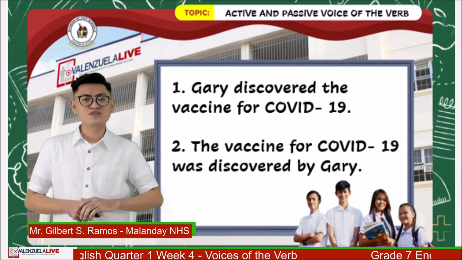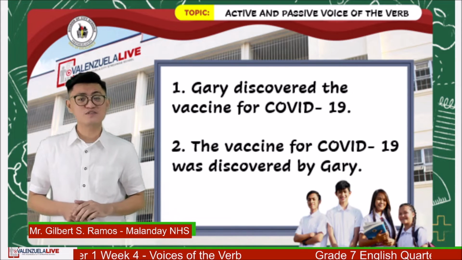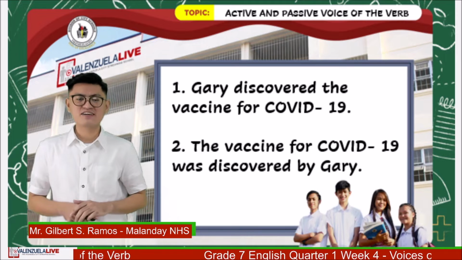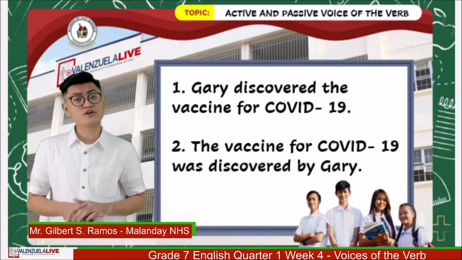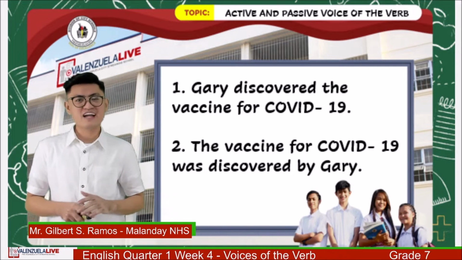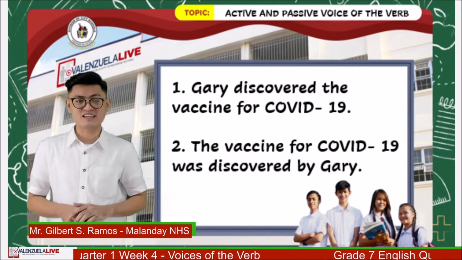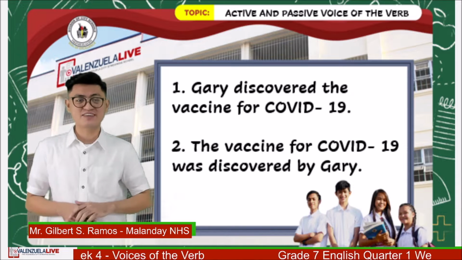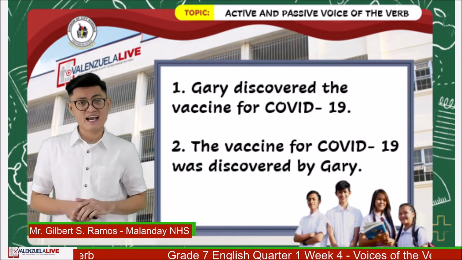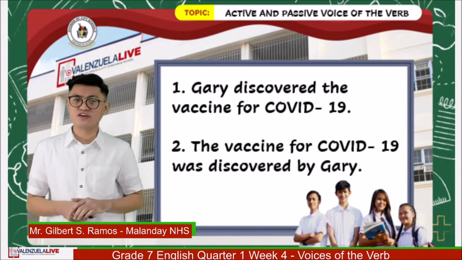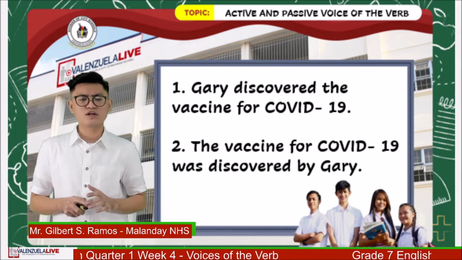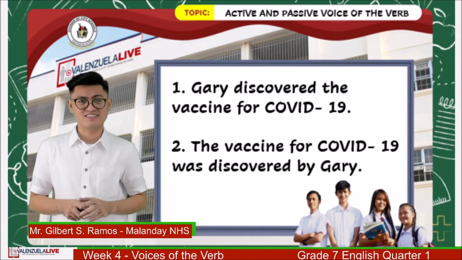I want you to take a look at these two sentences. Sentence 1. Gary discovered the vaccine for COVID-19. Sentence 2. The vaccine for COVID-19 was discovered by Gary. The first thing that we need to look at in identifying the voice of the verb is the performer or the actor of the action in a sentence.